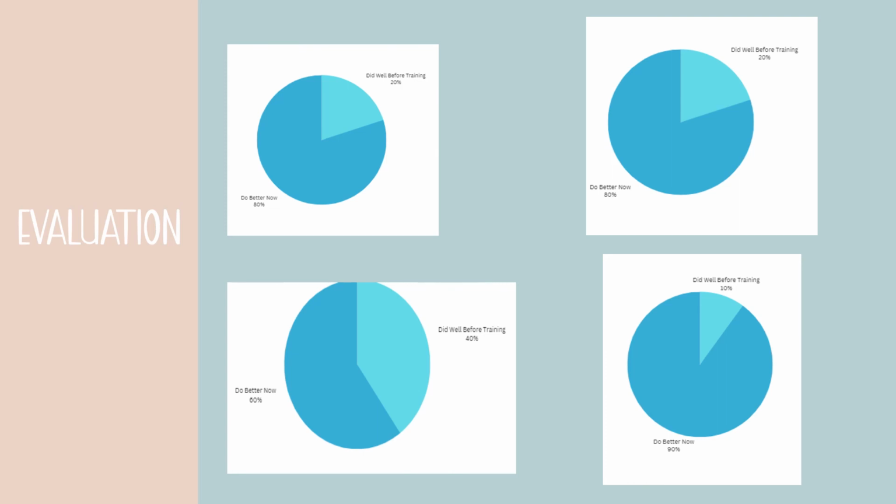Participants were asked four questions through Microsoft Forms, and the dark blue indicates that participants felt as though they are doing better now that they've gone through the training on certain things, and the light blue indicates that participants felt like they were doing fine before the training. So as you can see, a majority of participants for each question felt as though the training benefited them and supported them.